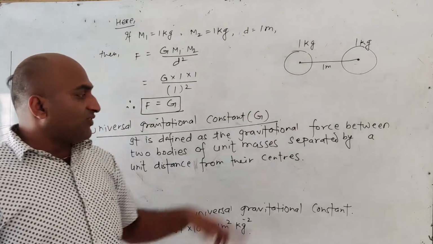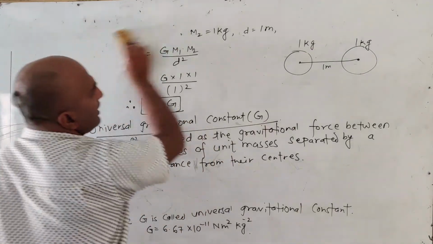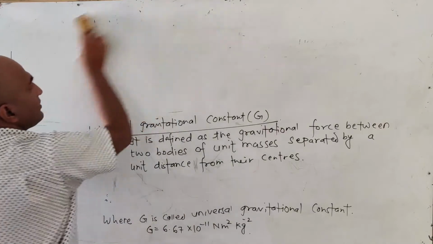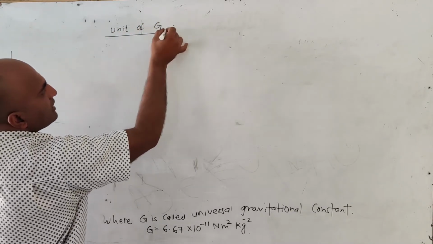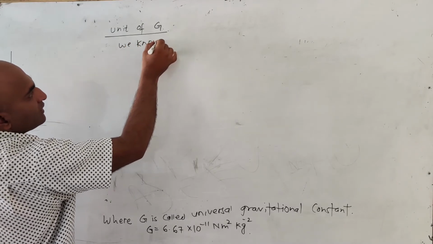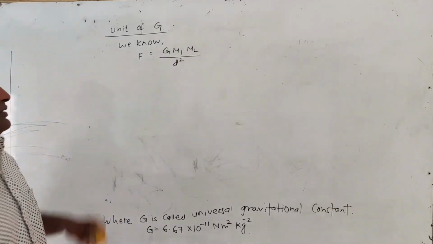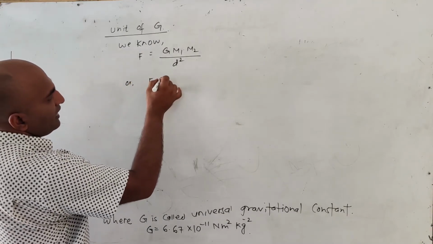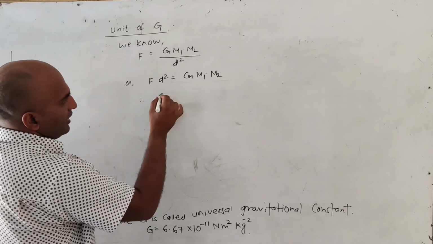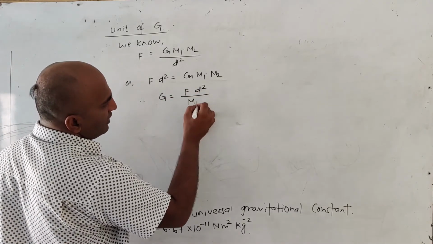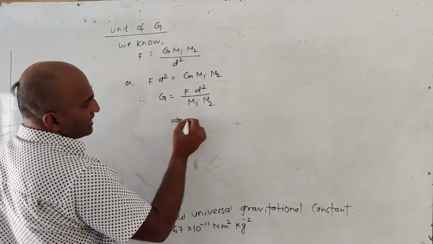Now, what is the unit of capital G? You have taken Newton meter square per kilogram square, so how can you find the unit of capital G? As we know, F is equal to G m1 m2 by d square. By cross multiplication, F d square equals G m1 into m2, which means capital G equals F d square by m1 into m2. Now, we can use the SI units in this relation.